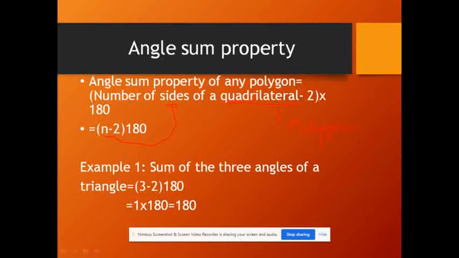Look at this example. Sum of the three angles of a triangle. A triangle which consists of three sides: (3 minus 2) into 180. 3 minus 2 becomes 1, into 180 is equal to 180 degrees. You guys know about this. The sum of the three angles of a triangle is 180 degrees. You can apply this rule or this formula for any type of polygon.